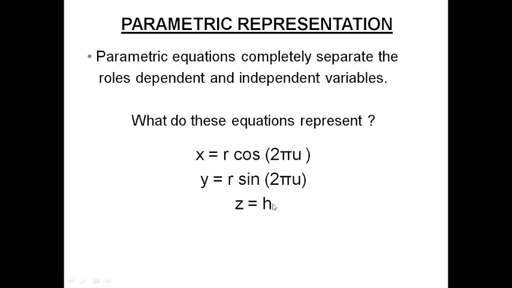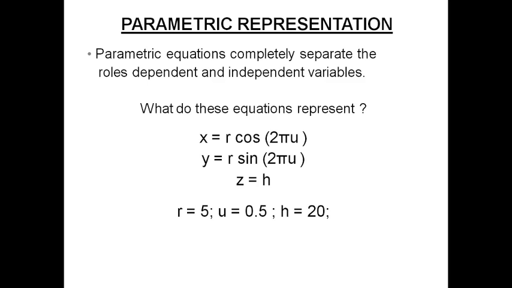Now, let us discuss with the help of different cases. For example, the first case, where r is equal to 5, u is equal to 0.5, and h is equal to 20. When you open up this equation, it gives you one constant value of x, a constant value of y, and a constant value of z, because all the variables like r, u, and h are given as numbers. So the result of x, y, and z will be constant values.